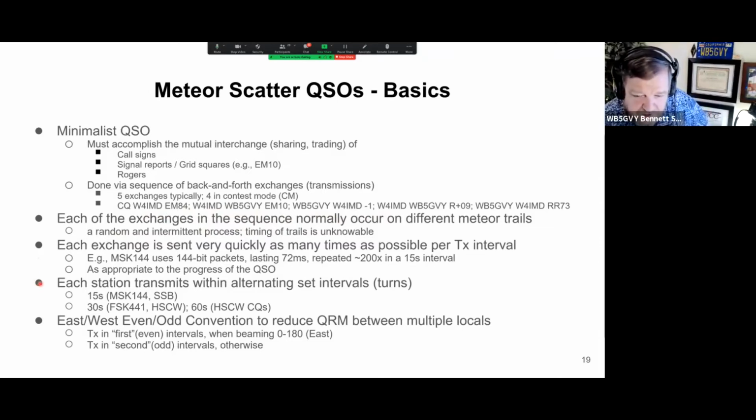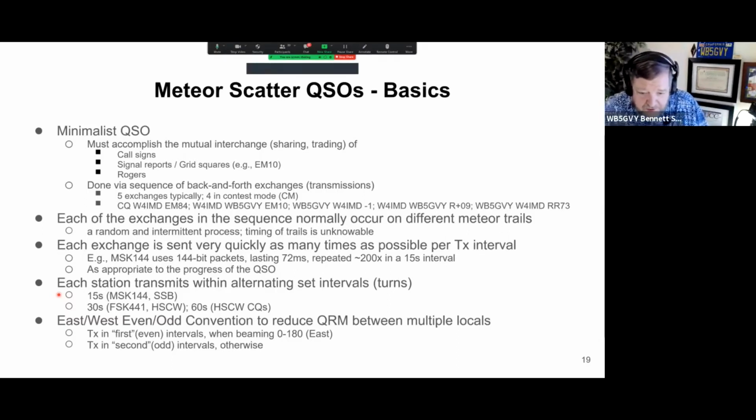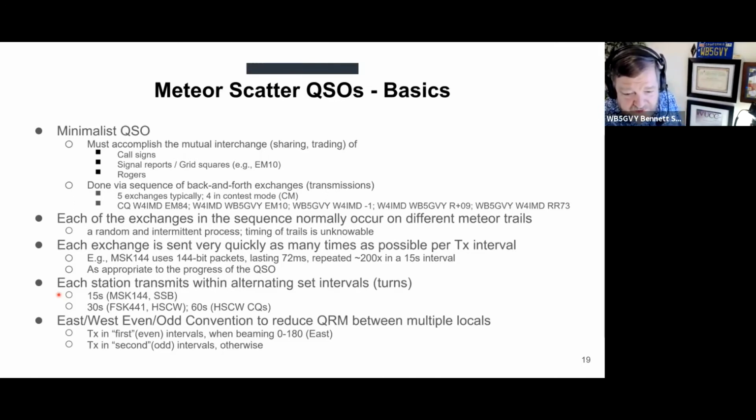So there are alternating times, as I mentioned, for meteor scatter MSK144 mode. There are 15-second turns, if you will. For some of the older modes, which we'll touch on very briefly, there were 30-second turns. There was a mode called FSK441, which I've never used. There was high-speed CW, which used 60-second turns for CQs, and it used 30-second turns for the exchanges after that. I've never done it, but that's what I've read.